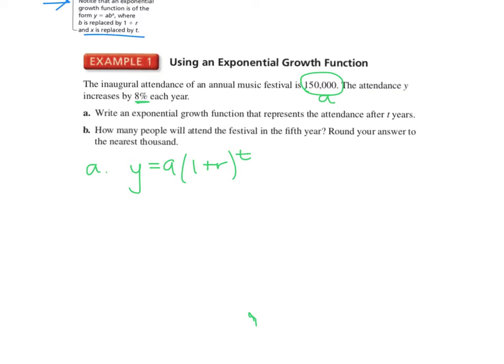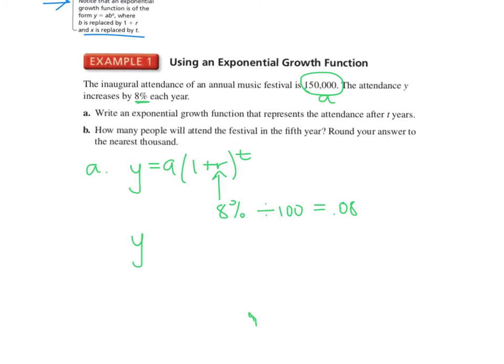And then it says that it's increasing by 8% each year. That's going to help us with our r, but our r is not going to be 8. We need to convert 8% to a decimal. So once again, you're going to divide that by 100, or some of you might think of it as moving it 2 decimal places to the left, and that's going to give me 0.08. And so now I have my a, and now I have my r, and that's the only things I need to write my exponential function.